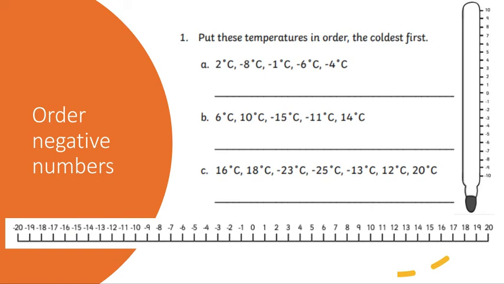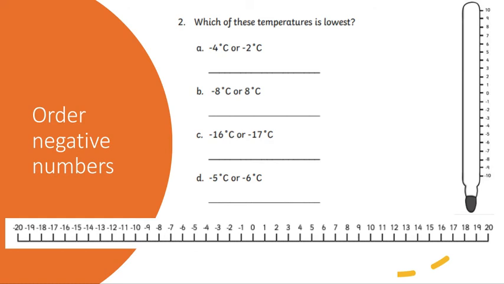Okay, these are your examples to work out. Put these temperatures in order, the coldest first. So we're looking for the lowest to the highest, and you can use a number line here. After this activity, we've got another 2 activities, but pause and have a go at this first. Great, send in your answers via Class Dojo, and I'll be putting the answers on tomorrow's lesson PowerPoint.